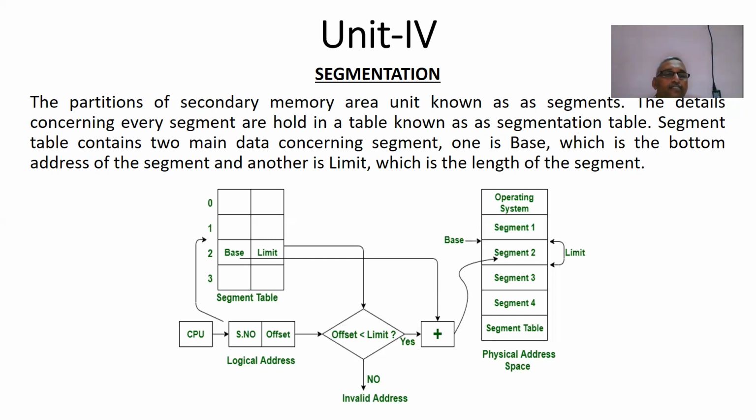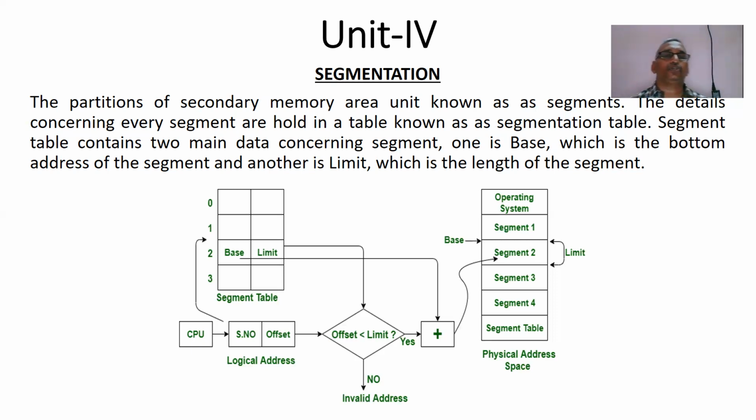The segment table contains two main pieces of information about a segment. One is base, which is the base address of the segment, and another is limit, which is the length of the segment. In segmentation, the CPU generates a logical address that contains a segment number and a segment offset. If the segment offset is smaller than the limit, then the address is called a valid address. Otherwise, it throws an exception because the address is invalid.